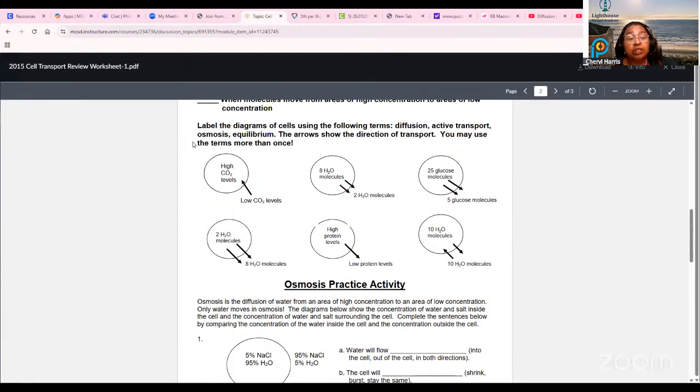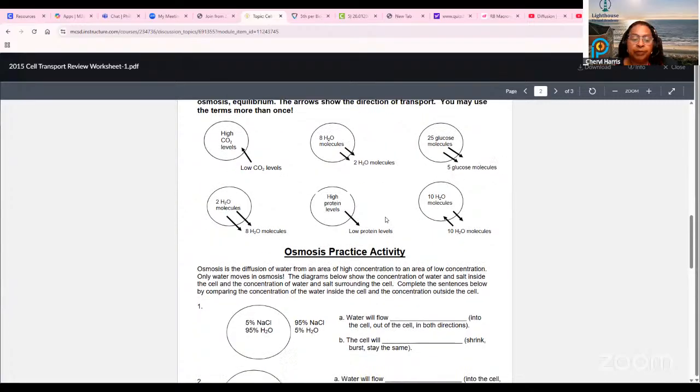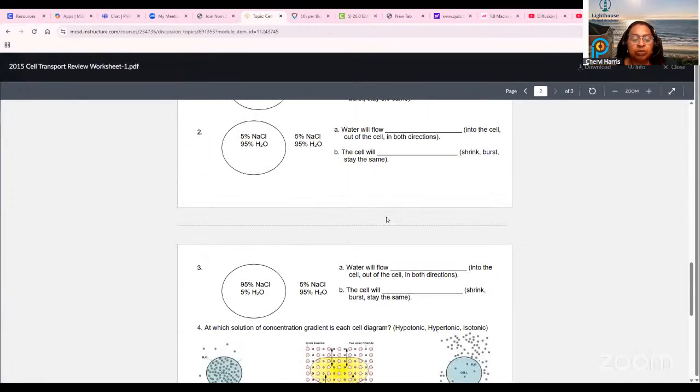You're going to label this diagram of cells with the term. Is the first picture diffusion? Is it active transport? Is it osmosis, or is it equilibrium? Look at what the molecules are and which way the arrows are going. Add the word underneath it, and you can use the words more than once: diffusion, active transport, osmosis, or equilibrium. Then you're going to look at this one, and this one we might do together.